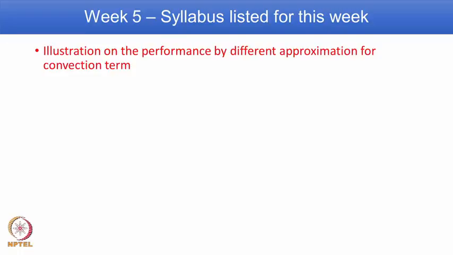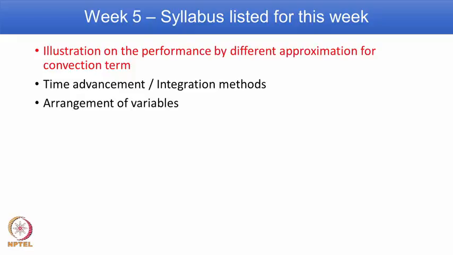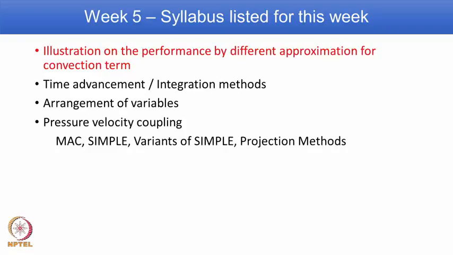Syllabus we have listed for this week: illustration on the performance of different interpolation schemes for the convection term, and from this class we will move on to time advancement integration methods, arrangement of variables, and pressure velocity coupling. There are different methods available: MAC, SIMPLE, different versions of SIMPLE, and the projection method. We will look into these details and then move on to the next module.